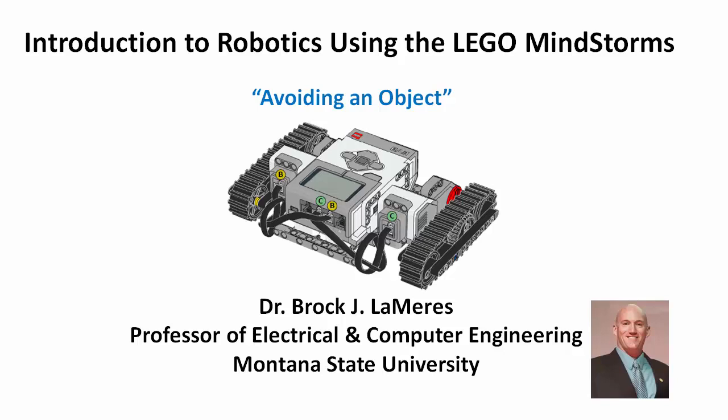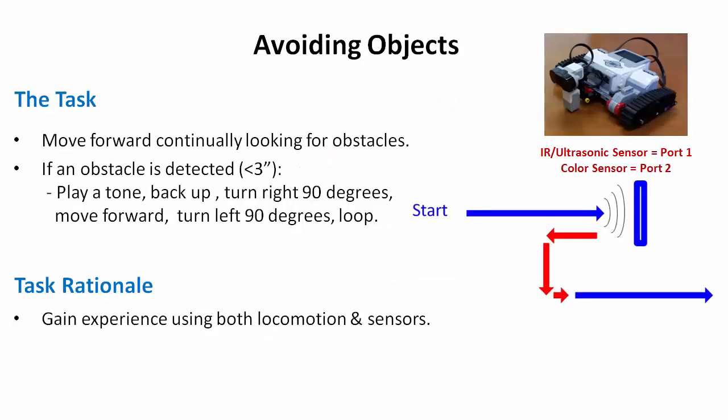Now we can turn our attention to avoiding an object. At this point, we have seen how we can use the IR sensor to detect an object, and now what we're going to do is combine that with a locomotion sequence in order to actually influence how our tracker moves across a field and can actually detect and avoid an obstacle.